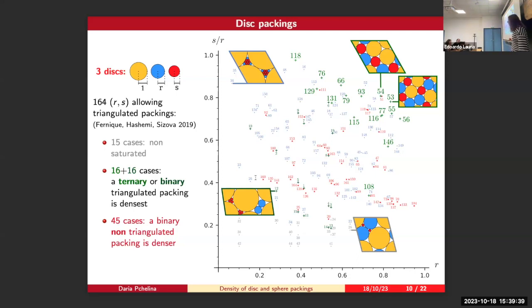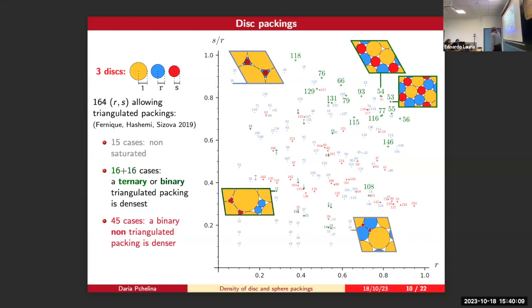So among these cases, there are some 15 gray cases, mostly here, which are not really interesting for us because no triangulated packing is saturated for them. So for instance, for this case, this is the triangulated packing, and we see that the red disk can be inserted here without problem, but it would not be triangulated anymore. So these cases are not interesting for us.